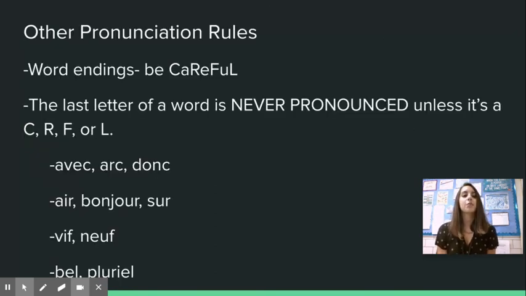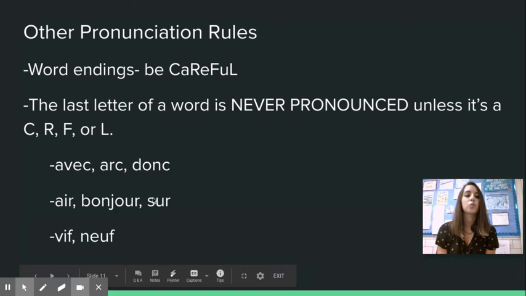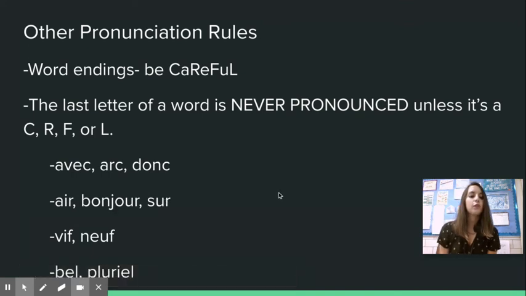Other pronunciation rules. In French, there are a lot of silent letters. So our acronym here is CAREFUL. The last letter of a word is never pronounced unless it's a C, R, F, or L. So there's C-A-R-E-F-U-L in CAREFUL. Some examples of words where you actually do pronounce the last letter are avec, arc, donc, air, bonjour, sur, vif, neuf, belle, pluriel.